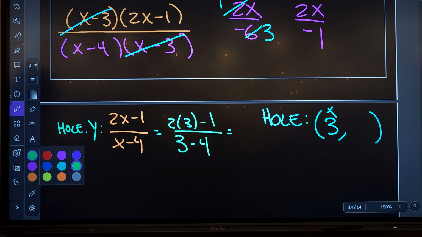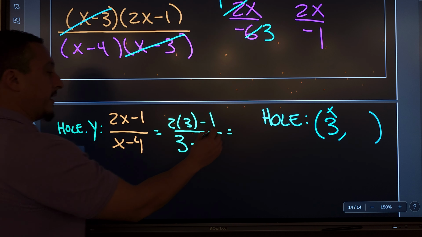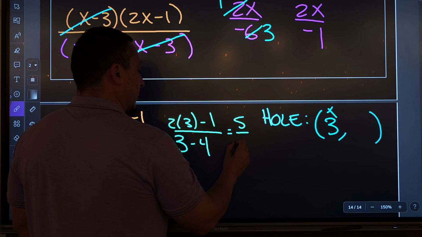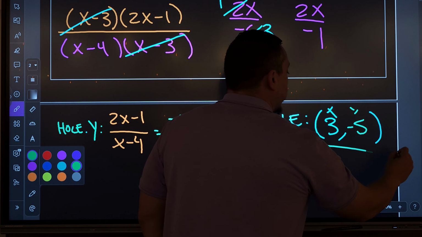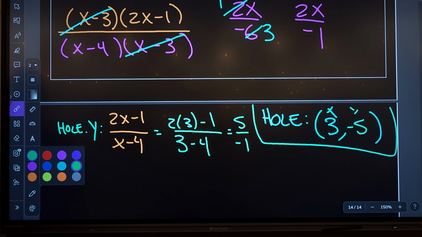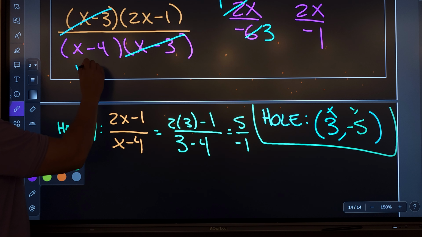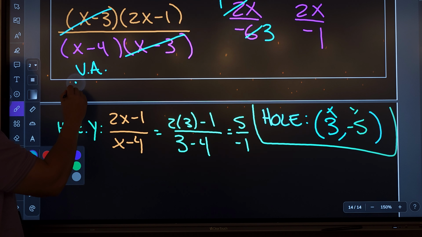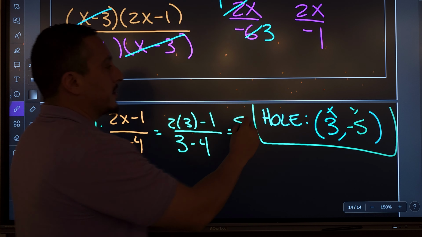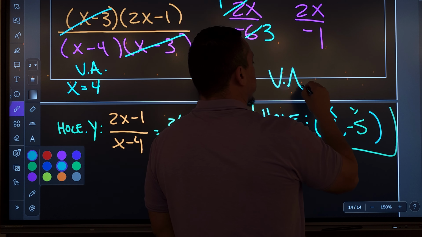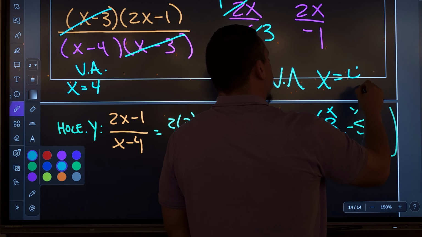And what would that be? 6 minus 1 is 5. And that's -1, so -5. There's my hole. Good. And then the bottom one that doesn't cancel, that's your vertical asymptote. So I have a vertical asymptote at x equals 4.